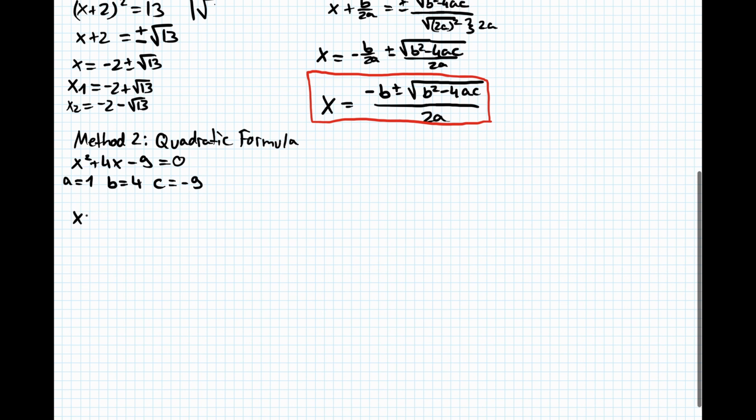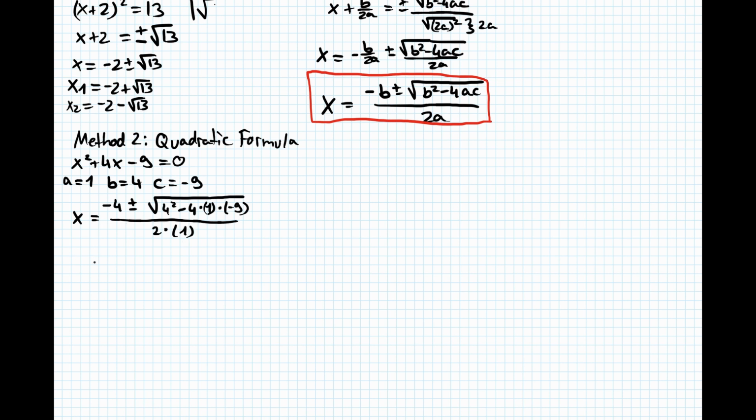So our x is equal to negative b, so negative 4, plus minus square root of b squared, so 4 squared, minus 4 times 1, which is a, times negative 9, which is our c. And then divide this all by 2a, so 2 times 1.